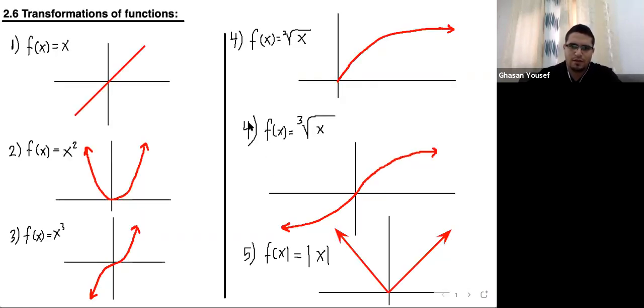So here we have 6, 5. Here we have 5, 6. Sorry for that. This is 5 here. And here we have 6.